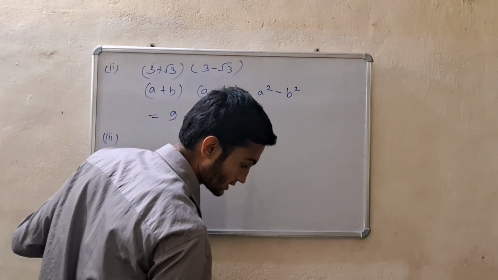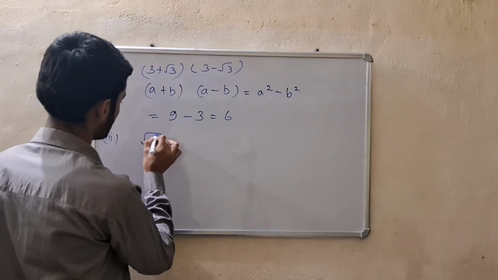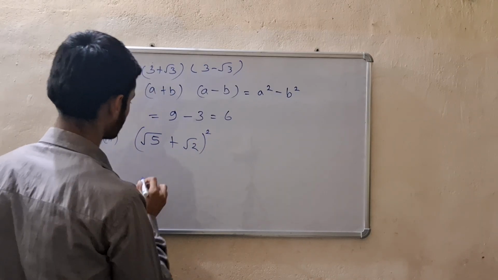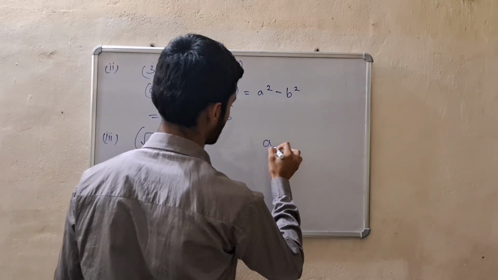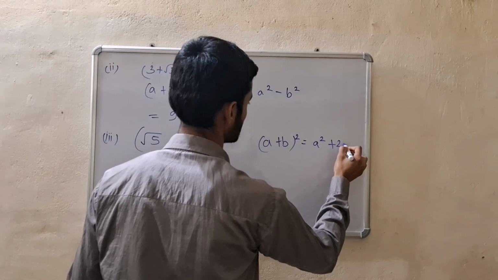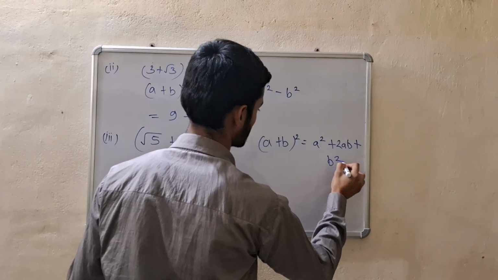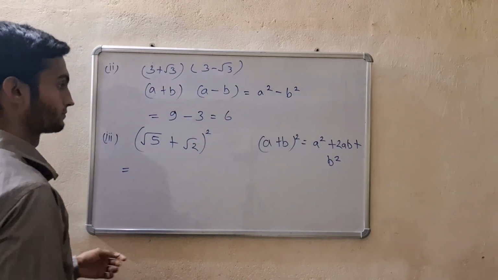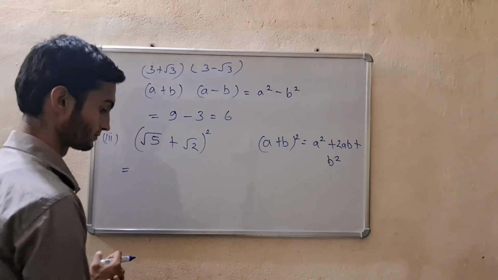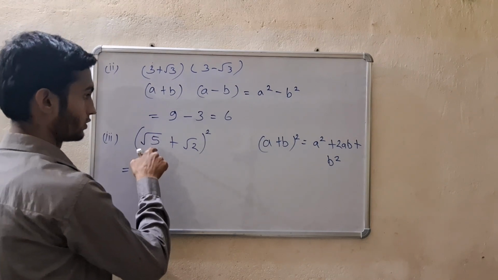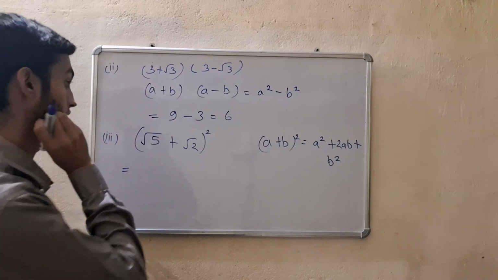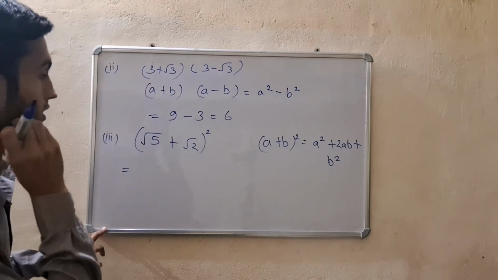The third one says to simplify square root of 5 plus square root of 2 whole squared. You know a plus b squared, right? This identity, you know this identity, a plus b squared is a squared plus 2ab plus b squared. So we will effectively use this identity to simplify this expression. So square root of 5, a plus b whole square.